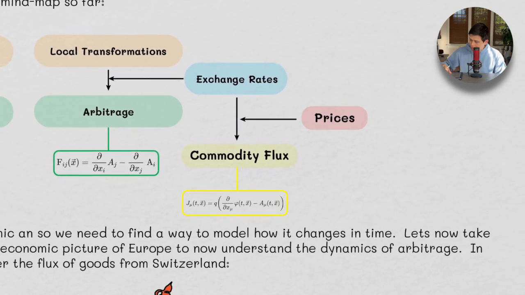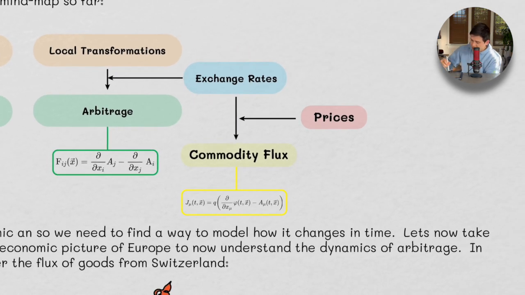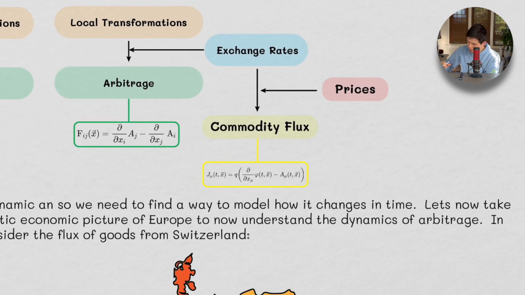And from the exchange rates, we got these commodity fluxes, and the equation for that was right here. But we needed to know the prices. This here was the exchange rate, A mu, and this here was our prices between two countries. So the derivative of that between the two gave us an idea of what the flux of a commodity is like between two countries.